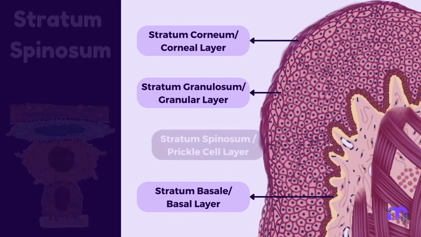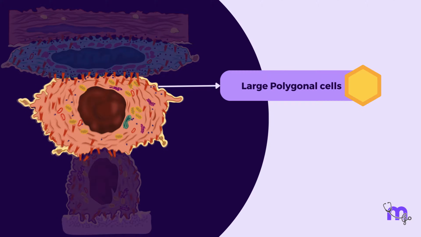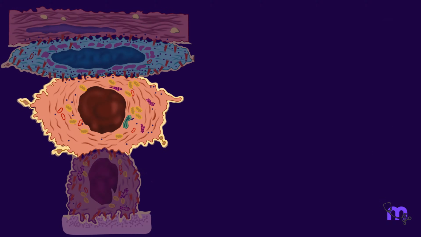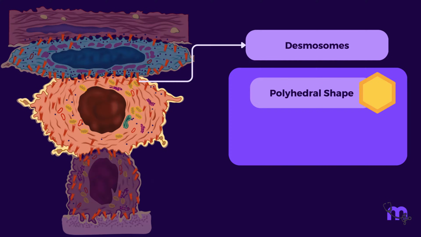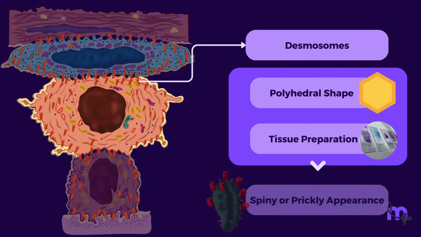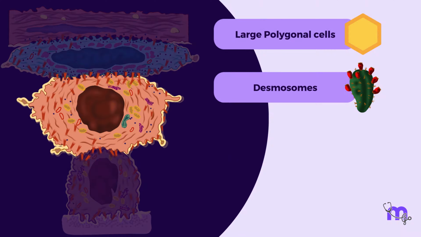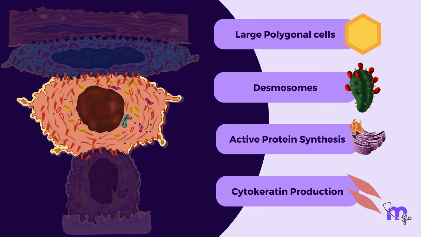Moving on to stratum spinosum. Cells here are larger and polygonal than the basal layer. They exhibit tiny adhesive junctions called desmosomes. Although desmosomes are present as major intercellular adhesions in all layers, the polyhedral shape of the cells and the shrinkage during tissue preparation give them a spiny or prickly appearance. Let's continue. This layer is highly active in protein synthesis, aiding in the production of cytokeratins.